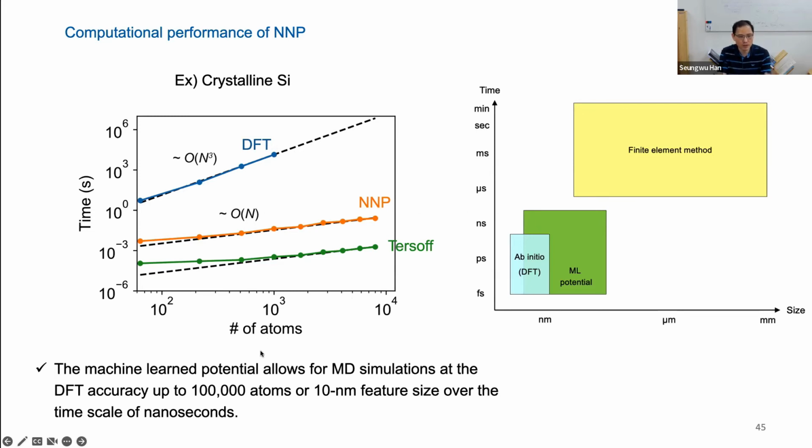And therefore, the machine learning potential allows simulation with DFT accuracy up to 100,000 atoms and up to 10 femtoseconds scale, over a time scale of nanoseconds. So this is slightly smaller than the classical potential, but the good thing is that you can develop the potential for any kind of materials. That's a good thing, right.